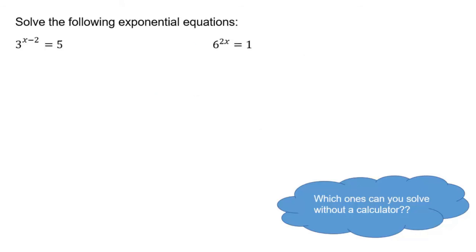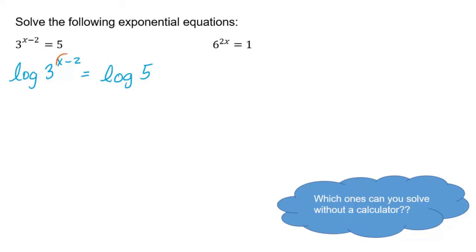Let's try two more. On the left here, we have 3 to the power of x minus 2 equals 5. Let's once again take the logarithm of each side. On the left, we have the logarithm of 3 to the power of x minus 2. Of course, this is to the base 10. And on the right-hand side, we'll take the logarithm of 5 to the base 10.